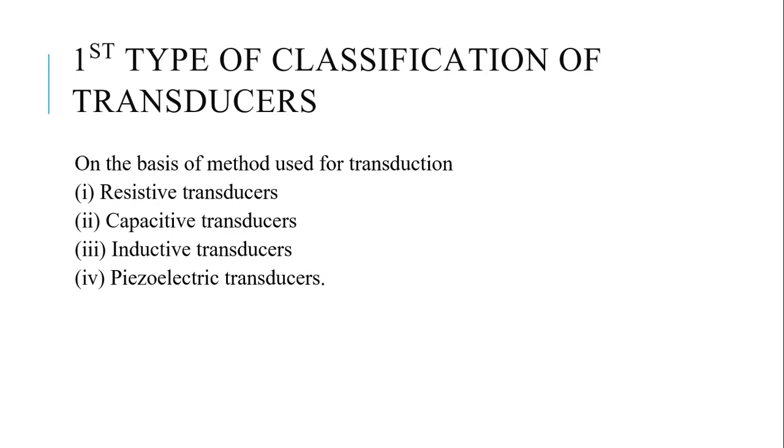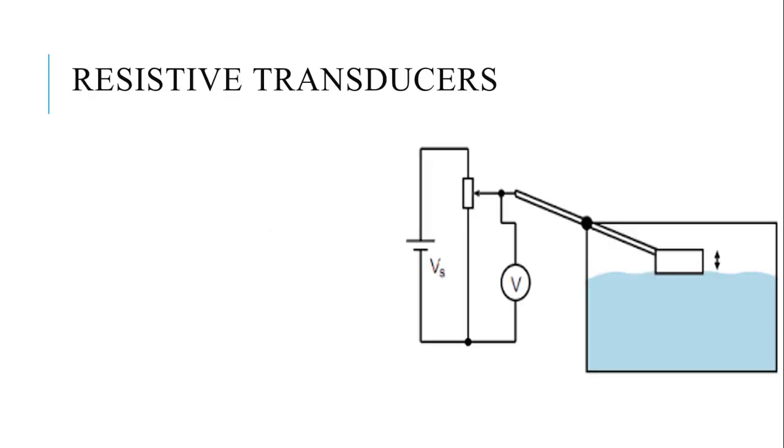Then what are the types of classification of transducers, which is very important. There are so many classifications, and even within them we have different types. So I am discussing the first type of classification. Please note it down. The first type of classification is on the basis of the method used for transduction, meaning what is the method used to convert one form of energy into another form. There are four types: resistive, capacitive, inductive and piezoelectric. We'll discuss them in detail one by one.